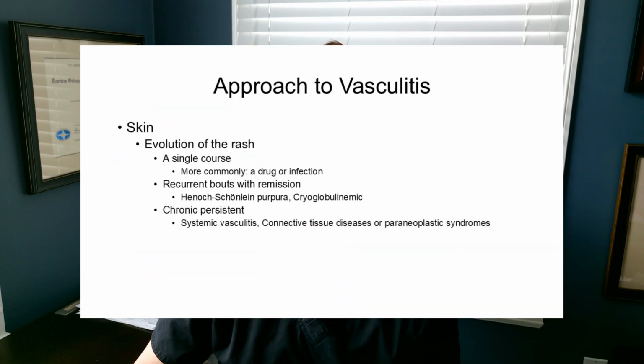So let's talk about how to use a review of systems to narrow down our differential diagnosis. So the first thing we should ask about the rash is, is this a single course? Has the patient had this happen before? Is it a chronic presentation? Is it relapsing? Is it remitting? Single course vasculitides are more common for drug or infection induced. Recurrent bouts with remission are sometimes signs of things like cryoglobulinemia and Henoch-Schönlein purpura. Chronic persistent vasculitides are more indicative of systemic vasculitides, connective tissue diseases, or maybe paraneoplastic conditions.